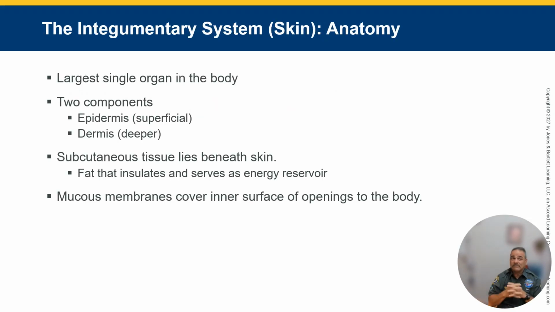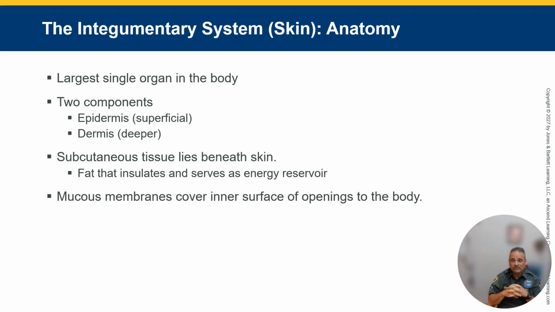Integumentary system, okay? This is your skin. It's the largest organ. It has two components, the epidermis and the dermis. The epidermis is superficial. The dermis is deeper, okay? Subcutaneous fat lies beneath. It insulates us.